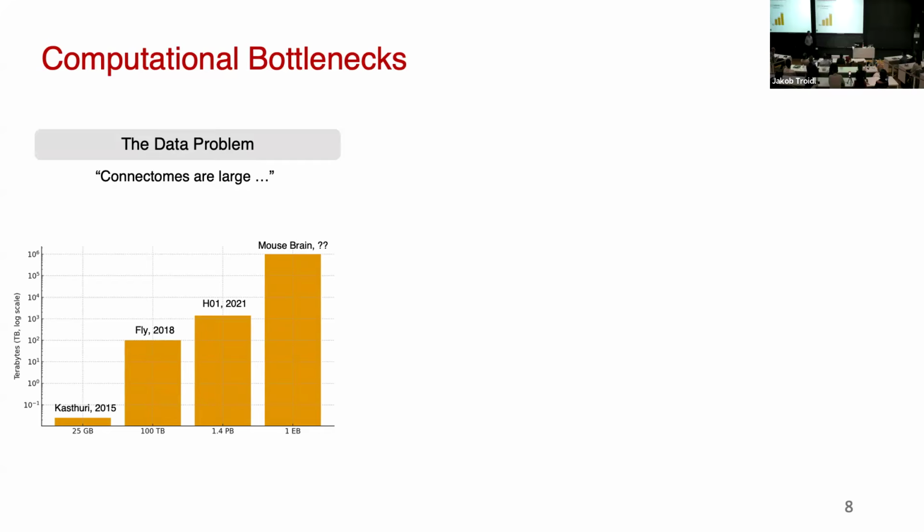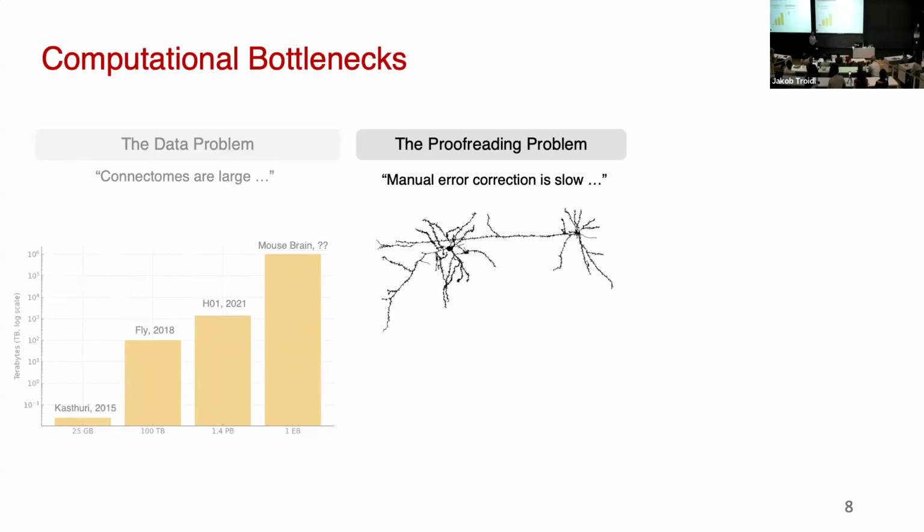So for example, the fly brain roughly covers around 100 terabytes, versus the H1 data set, this is the human cubic millimeter that I mentioned earlier, which is over 1.4 petabytes in memory size. And the next big goal in the connectomics community is reconstructing a mouse brain connectome. And that would lead to around 1 exabyte of data. And I intentionally didn't put a date here yet because it is yet to be achieved. So it's unclear when we will get that connectome. Okay, so that's the data problem.